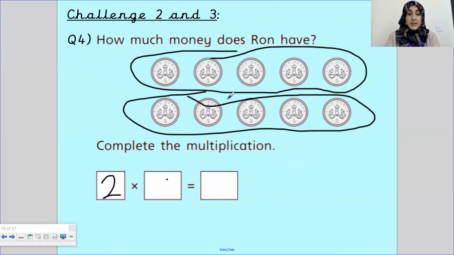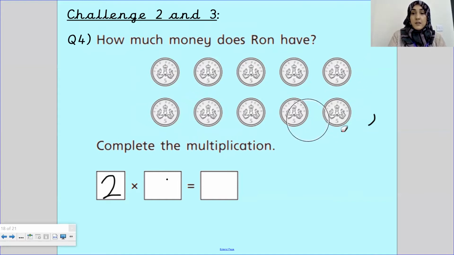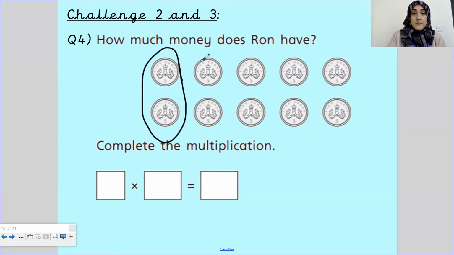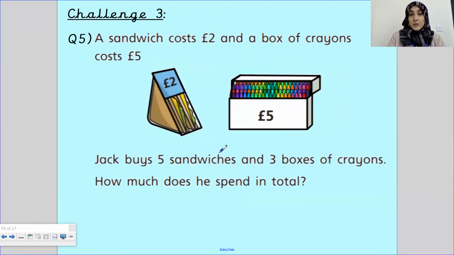Or if you don't want to do it like that, you could do it in columns. So count the columns. That's 1 column, that's 2 columns, that's 3 columns, 4 columns, 5. So there are 5 lots of equals. There you go.